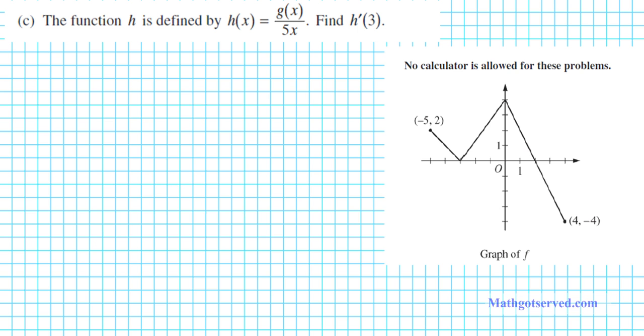All right, let's take a look at question number C. It says the function h is defined by h of x equals g of x over 5x. Find h prime of 3. So this problem involves using the quotient rule. Okay, so h of x is equal to g of x over 5x. So h prime of x is just the derivative of this rational function we have here.